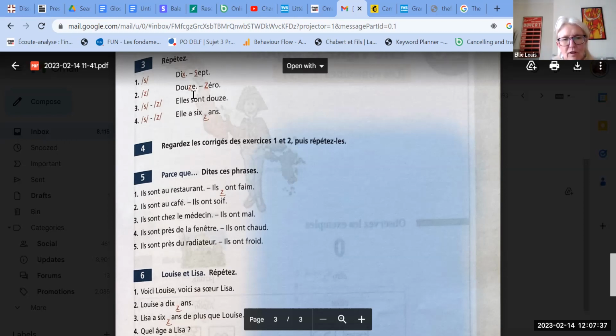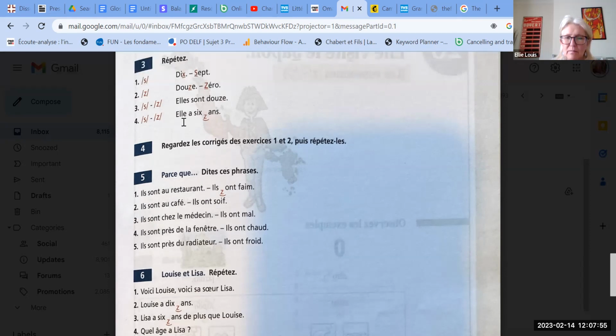But here we've got an S sound. So elles sont, so not much softer. Elles sont 12. How would this one go? We've got a Z in between. How would you say that? Elle a 6 ans.